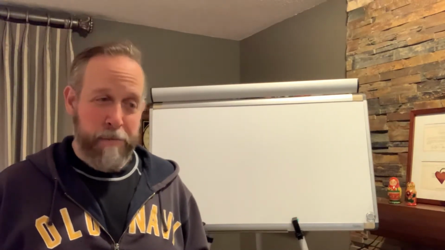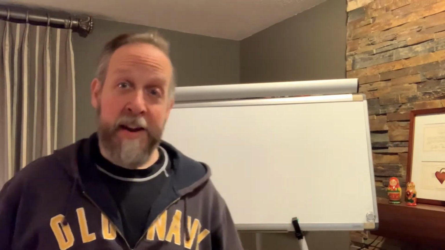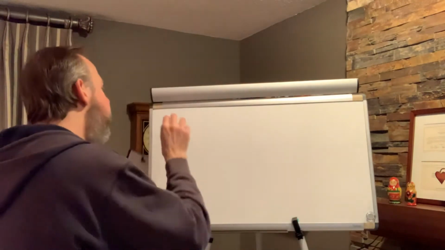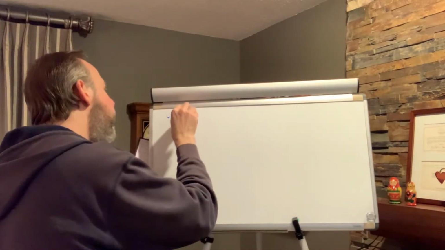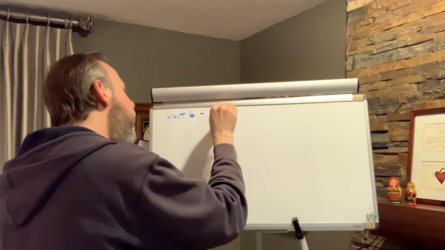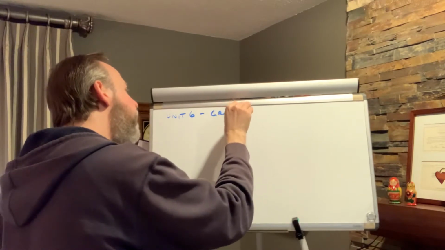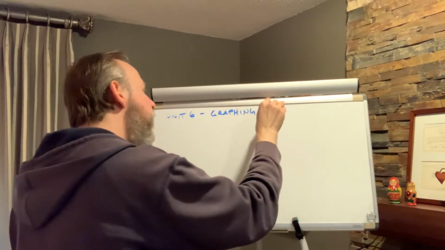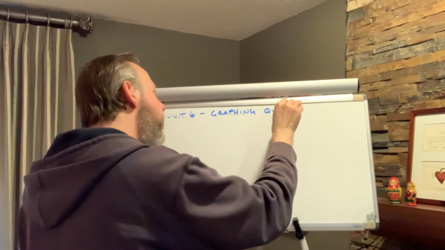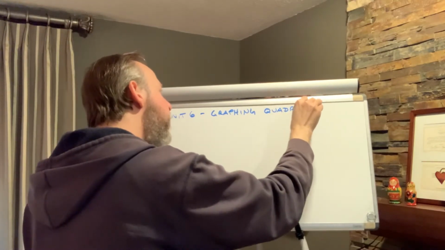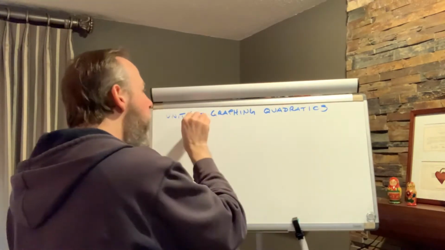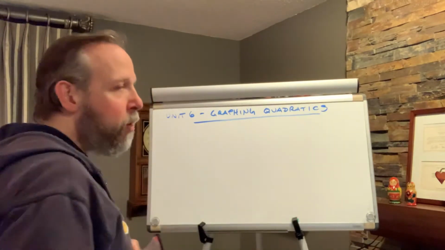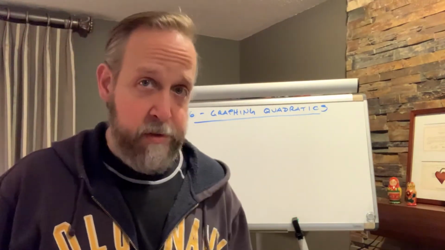This is Algebra 1. Today we're moving on to our next unit, which is called Graphing Quadratics. This is Unit 6. All right, so obviously we have to graph, which I know is not everyone's favorite thing to do. We're graphing what we call quadratic equations.